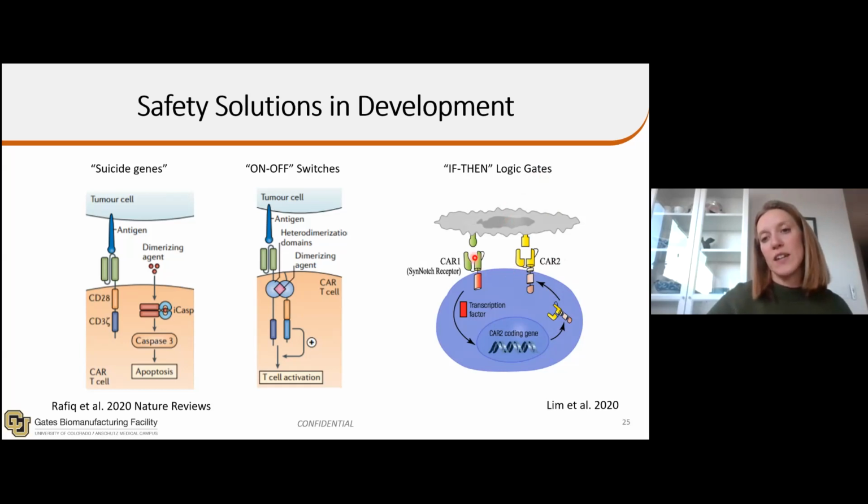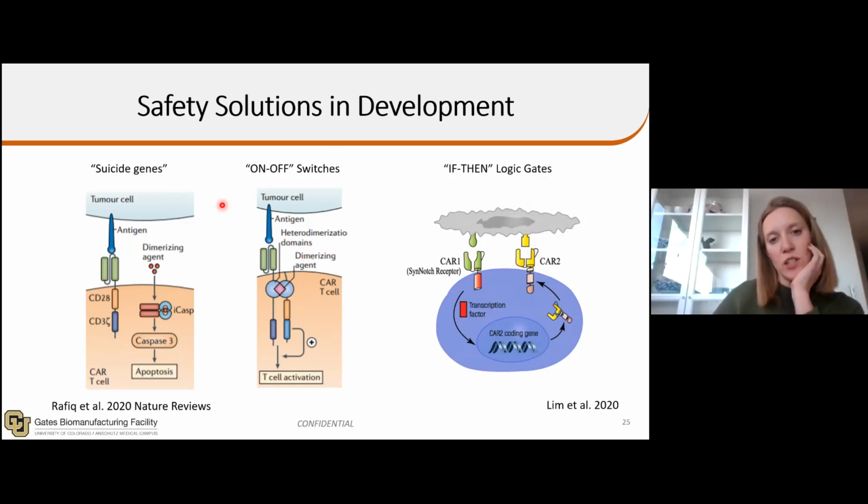And this allows for safety, so that your tumor cell would have to express both antigen green and yellow in order for killing. And this would allow it to discriminate between normal tissue and a cancer cell.